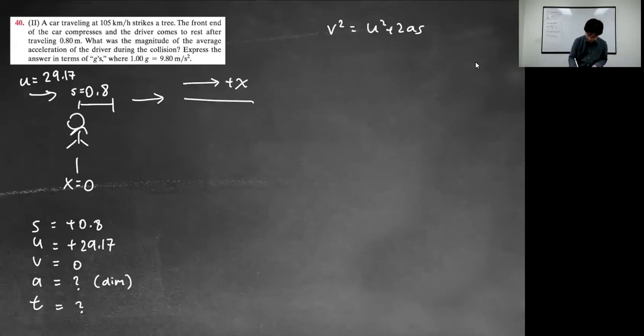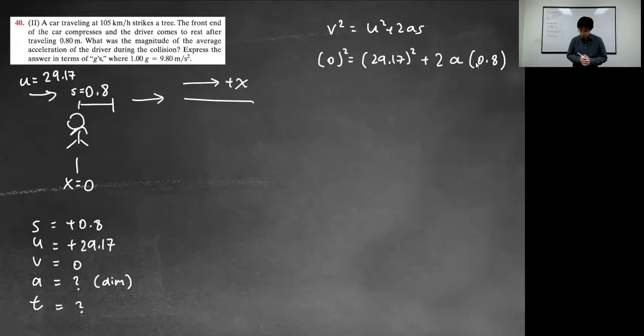And now that's step 3. You can just chuck in everything you need. So 0 equals 29.17 squared plus 2a, which is exactly what I want, and s is 0.8. Okay, all right, so what do I want? I want a, so we can move that to the other side: minus 29.17 squared. So I'm going to move this to the left and then divide by 2 times 0.8.